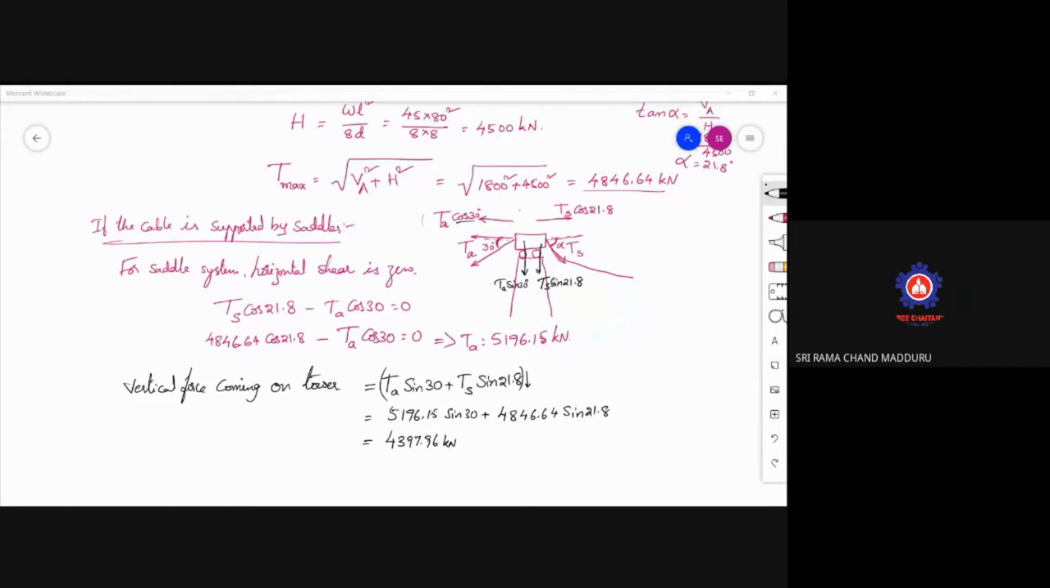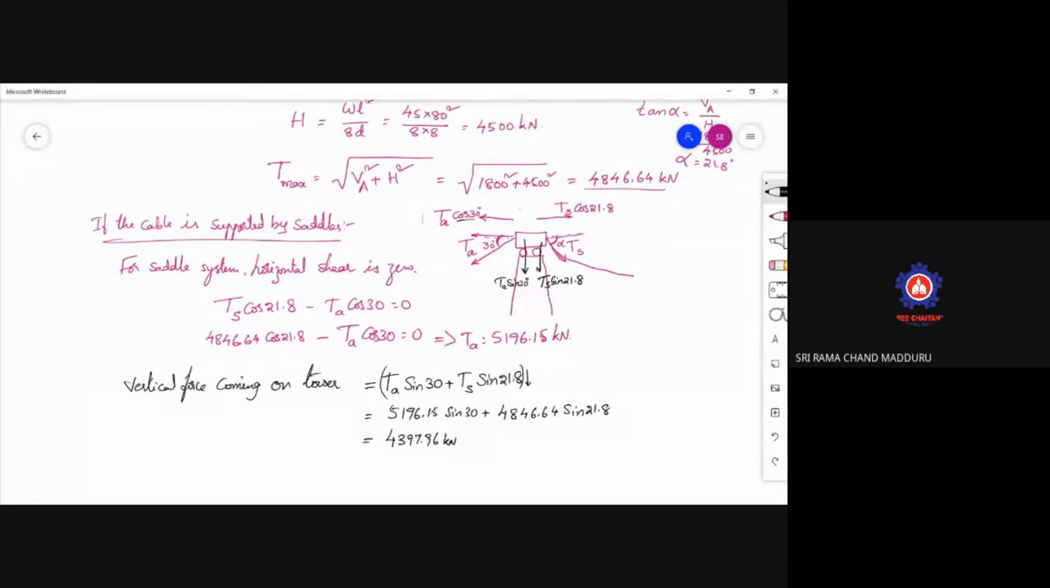Rajkumar, 126. Yes, sir. Okay, are you following? Yes, sir. Good, okay. Right. So the vertical force coming on the tower is calculated.